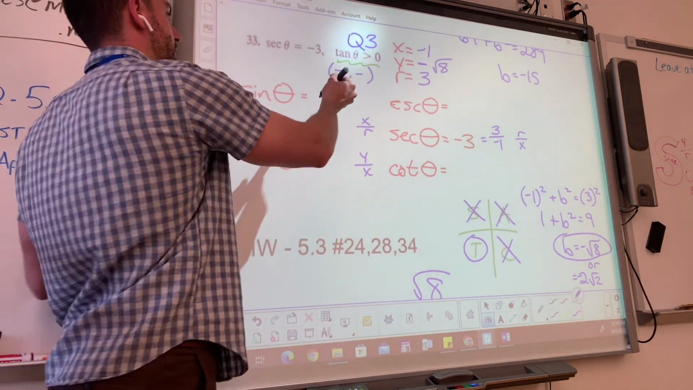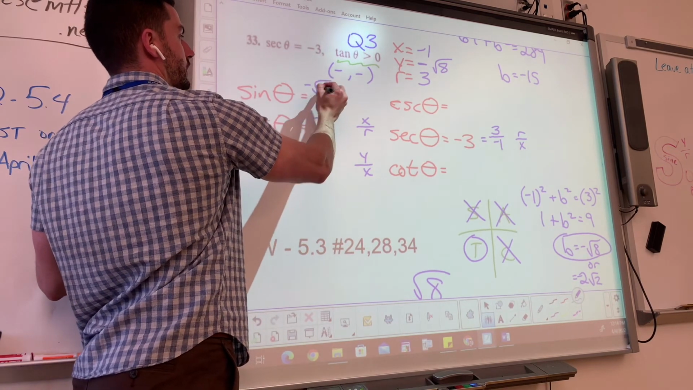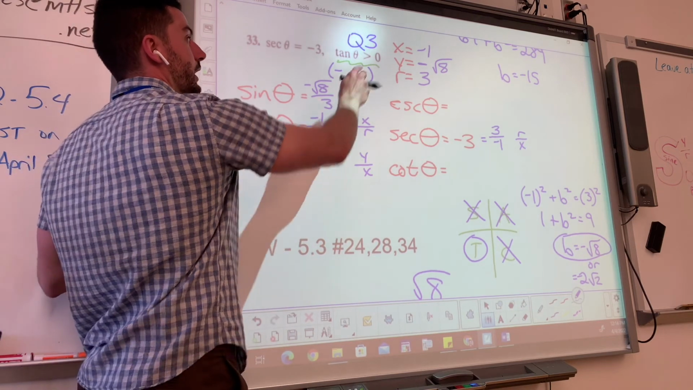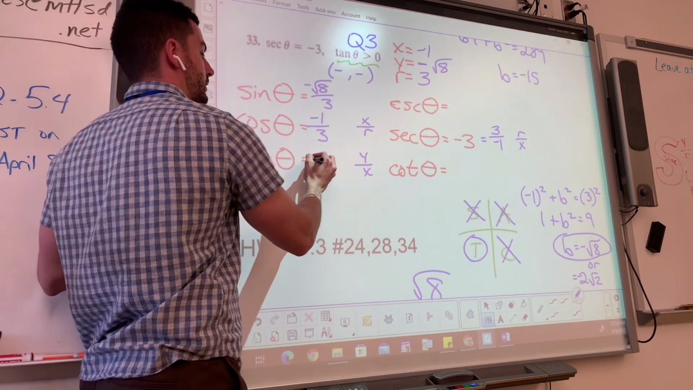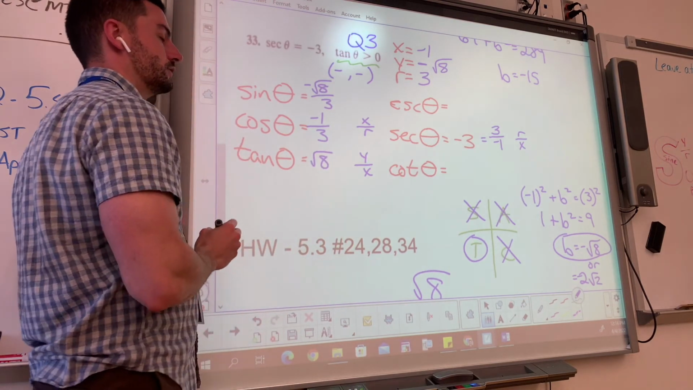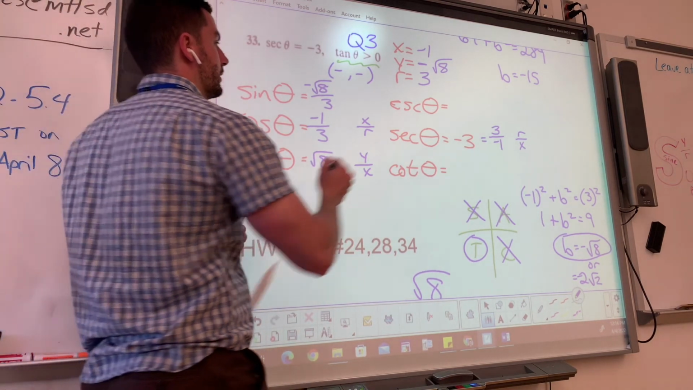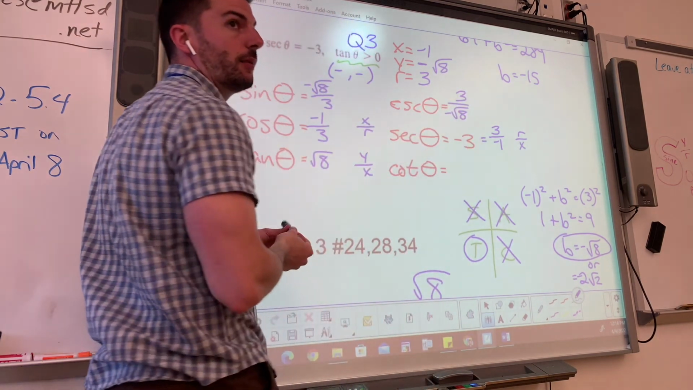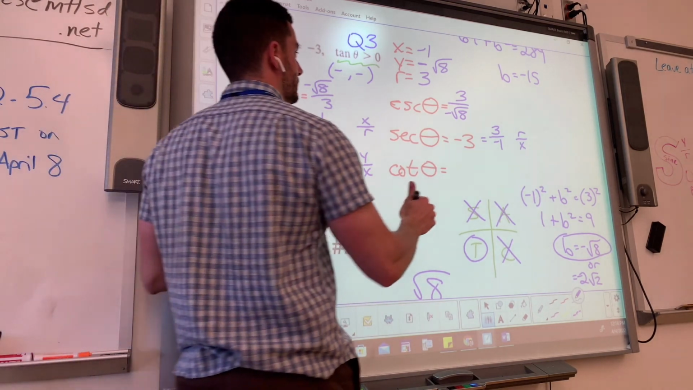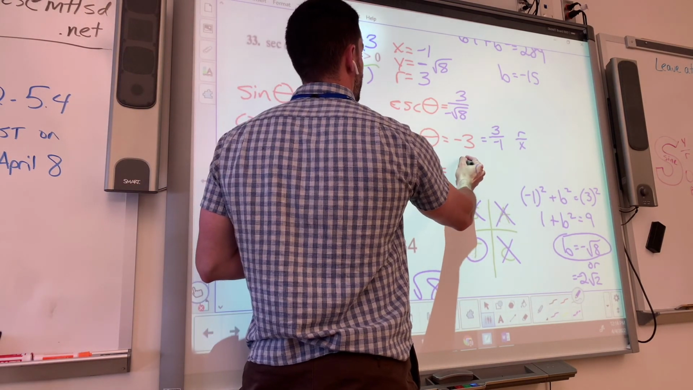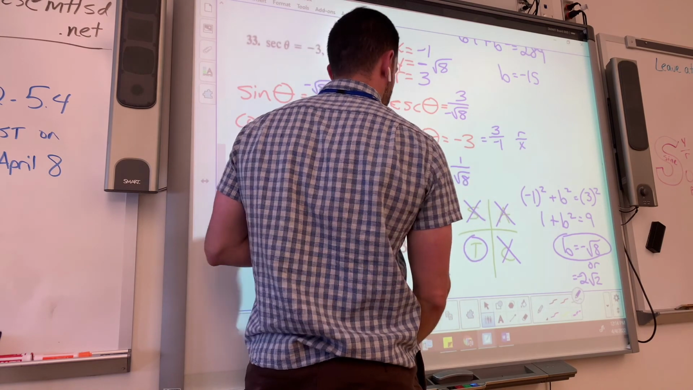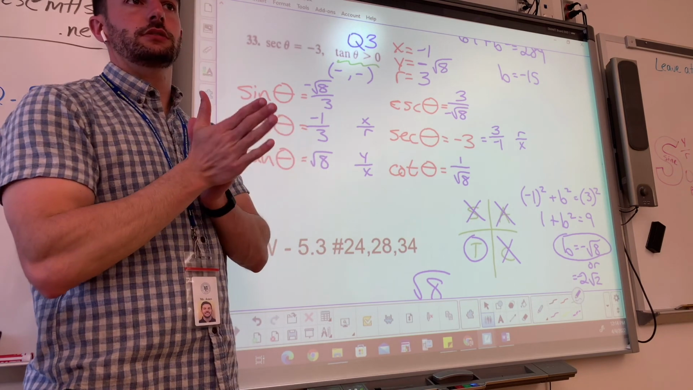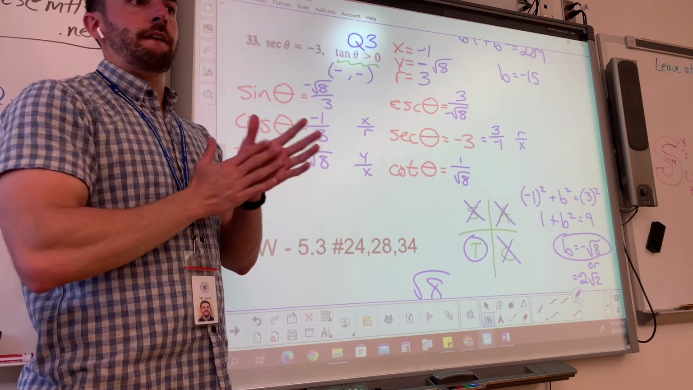Yeah, and then let's just fill all these in. So negative square root of 8 over 3, -1 over 3, negative square root of 8 over -1, negative over negative is a positive, and that's just over 1. And then also a good thing to do would be to rationalize the denominator for these, but again, I'm not going to be too picky about that on this test. Any questions? Anything confusing? Okay.